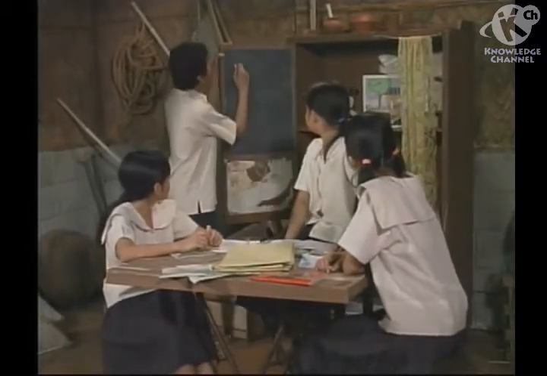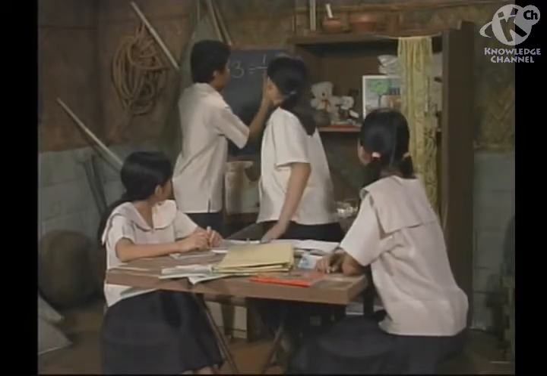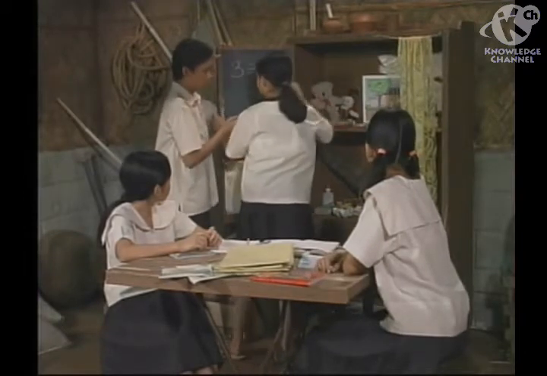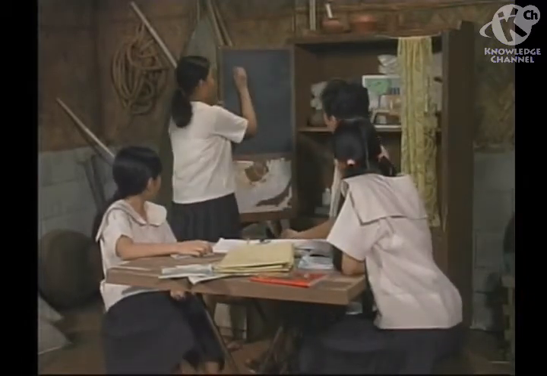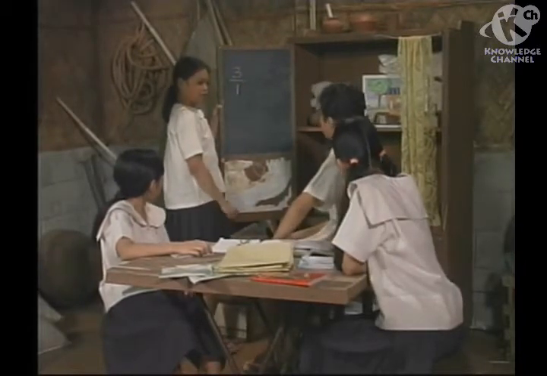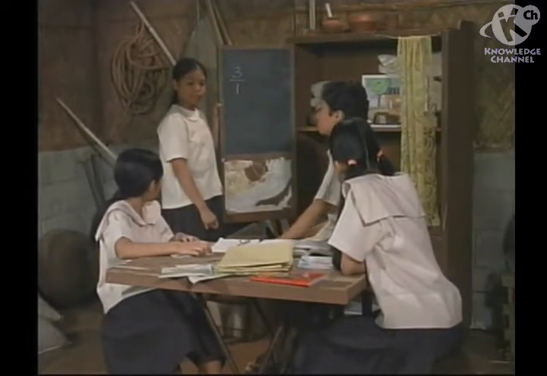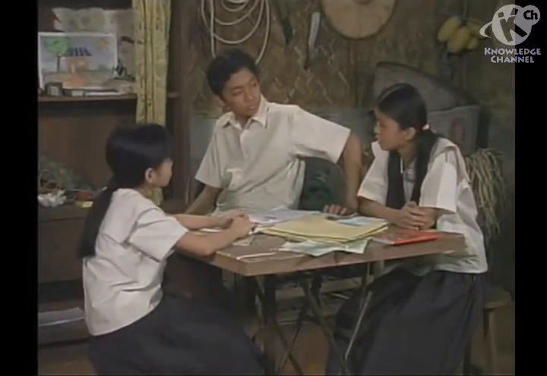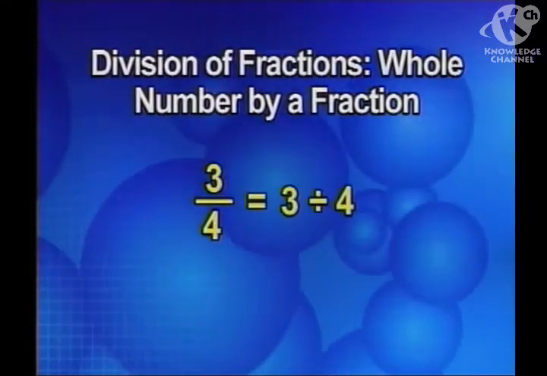We have to divide 3 by 1/2. No, Loy, you should do it like this. When you write down a whole number dividend, we put 1 as its denominator. Why? To avoid confusion, since you are dividing a whole number by a fraction. You see, Bubut, 3 and 3 over 1 are the same. Fractions are also expressions of division. Like 3/4, for example. It is the same as 3 divided by 4.